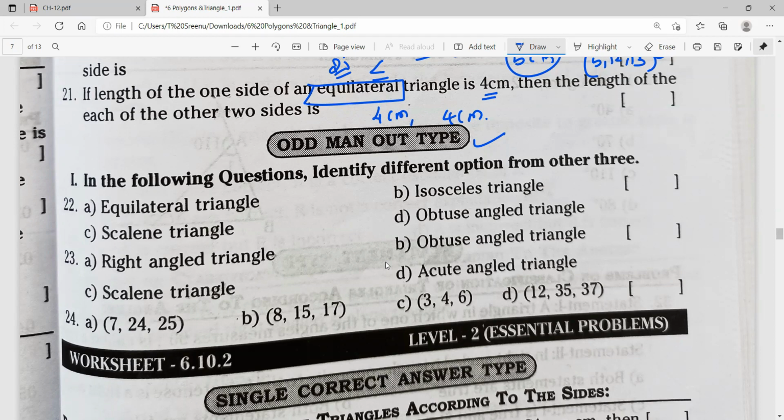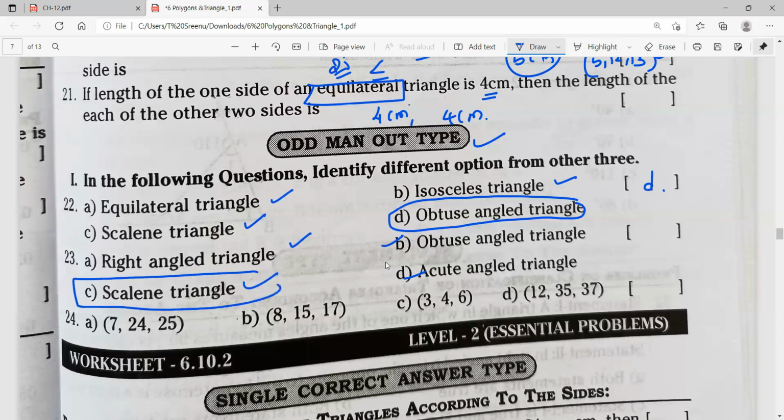In the following question, identify the odd option: equilateral triangle, isosceles triangle, scalene triangle, obtuse angle triangle. See, equilateral is according to sides, but obtuse is according to the angles. This is different from the other three. Right angle, obtuse, scalene, acute: scalene is according to the sides, and these three are according to the angles.